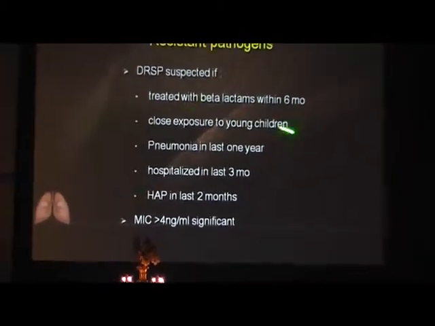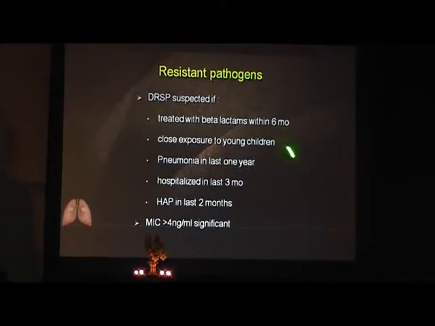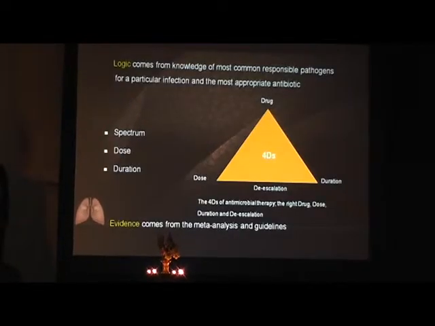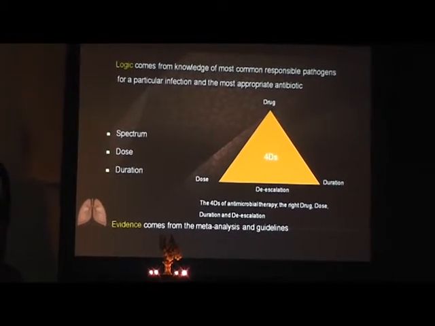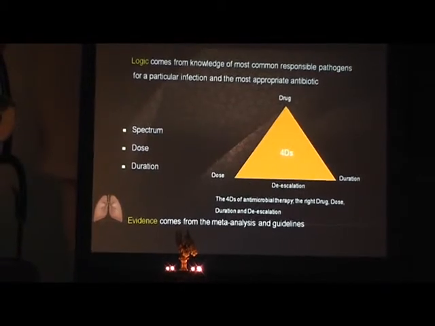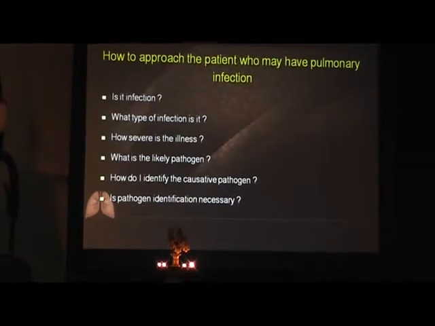So prior drug exposure, young children, pneumonia in the last 1 year, hospitalization, then you have significant resistance potential. And I think the logic of antibiotics needs to defer to the 4 Ds, as we call them: the drug, the dose, the duration, and of course the de-escalation. The 4 Ds of antibiotic therapy are important: the drug, the dose, the duration, and of course, we de-escalate as quickly as possible. All guidelines will talk about de-escalation. I think this is so very important today for us.